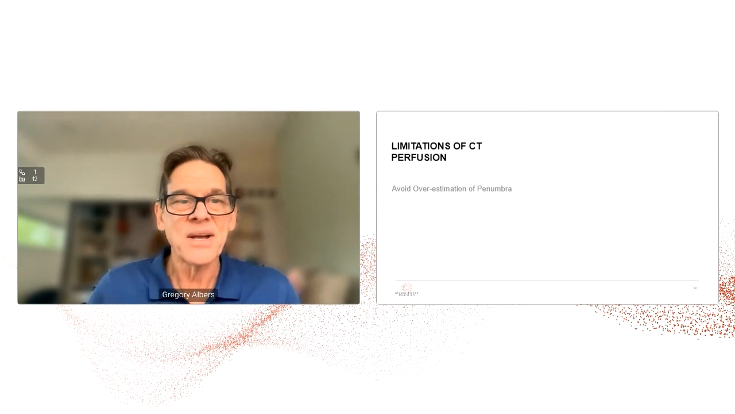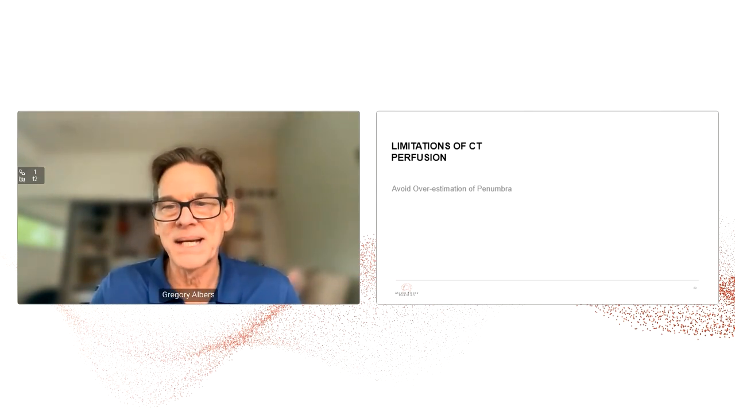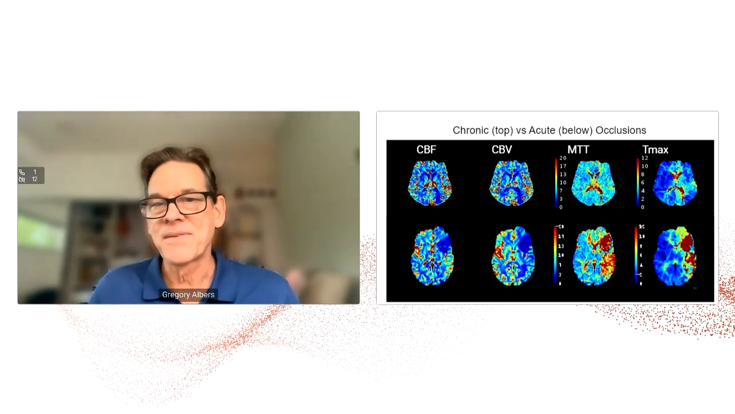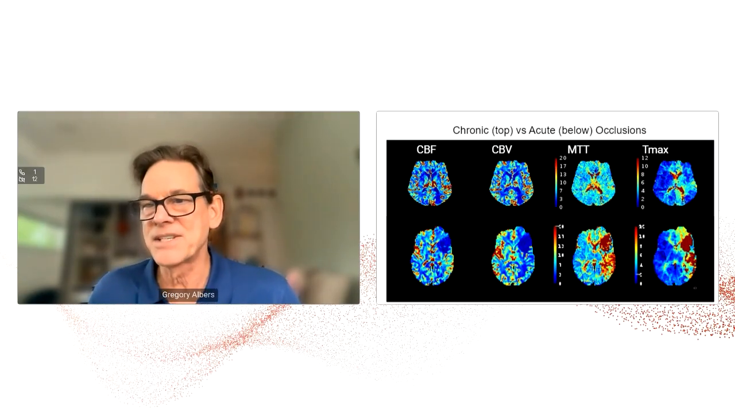Okay, so how to avoid overestimation of penumbra? I've already mentioned that you can get a lot of help from the mean transit time map. So the Tmax map, that 6-second delay, is highly likely to represent irreversibly injured tissue in the setting of an acute stroke.